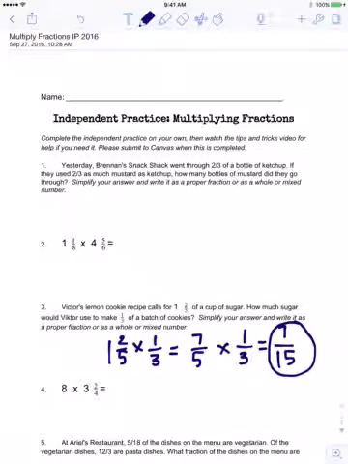In number 4, I have 8 times 3 and 2/4. When I have a whole number, I have to put my whole number over 1, multiply, and then I can take 3 and 2/4 and change that into an improper fraction. So 4 times 3 is 12, and 12 plus 2 is 14, and I put that over the same denominator of 4. Now in this one, I can cross cancel.